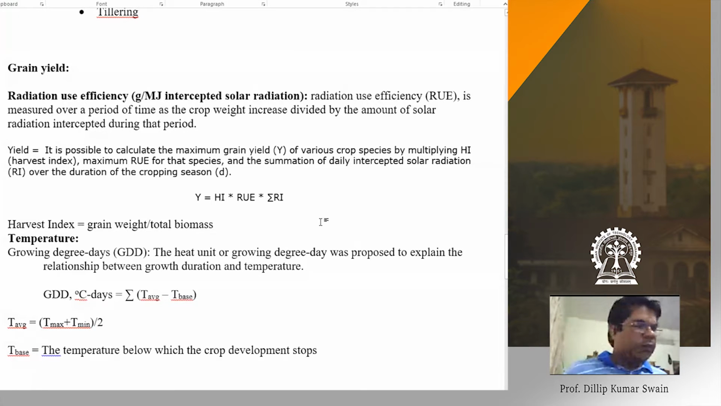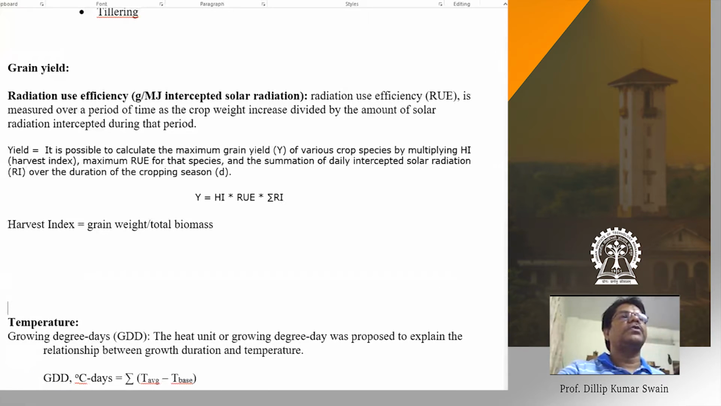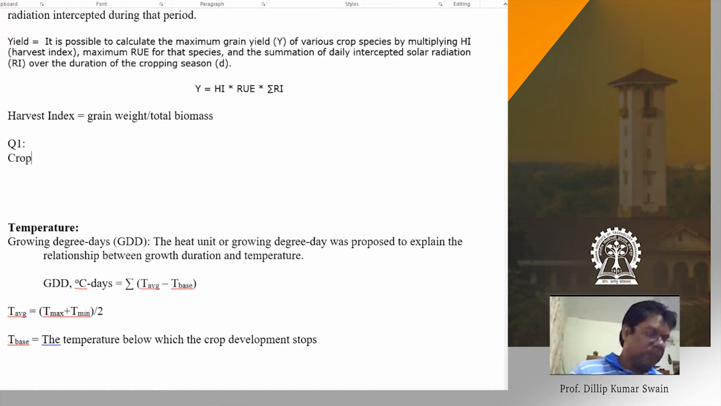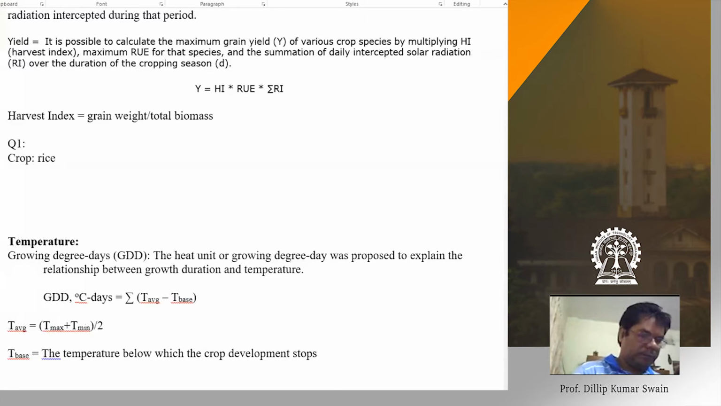Well, if you know this one, I'll give you a small numerical. I think you can try this one. Suppose the information I am giving here for this question: the crop is rice. Suppose for the rice crop, the duration is 120 days.